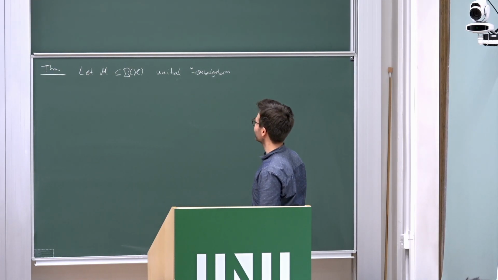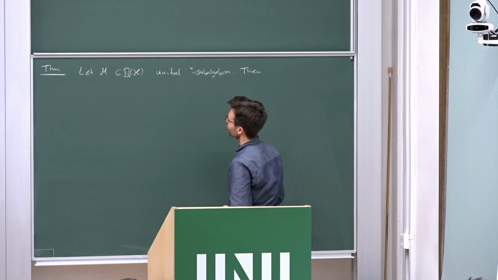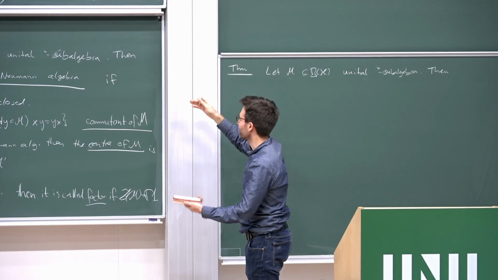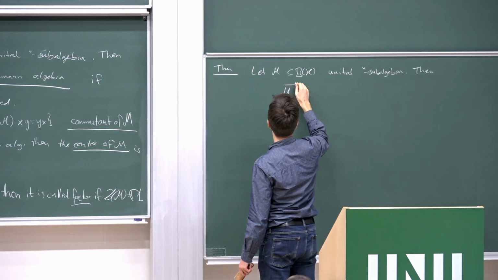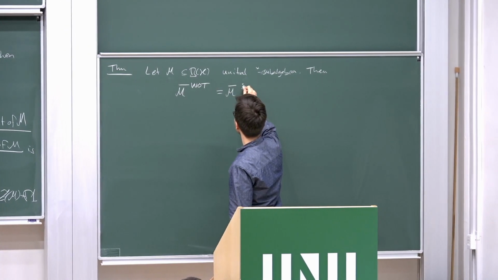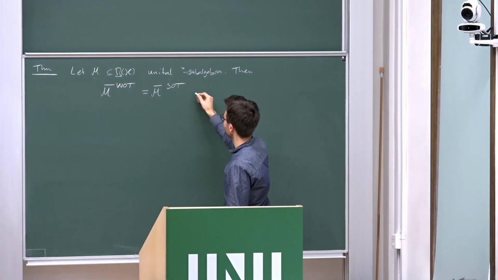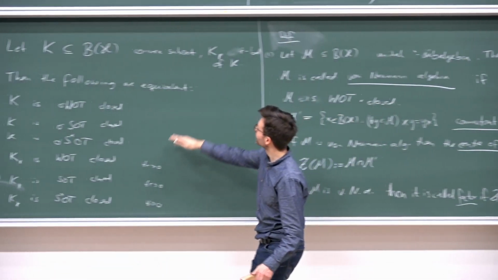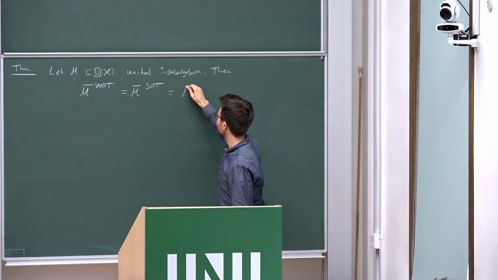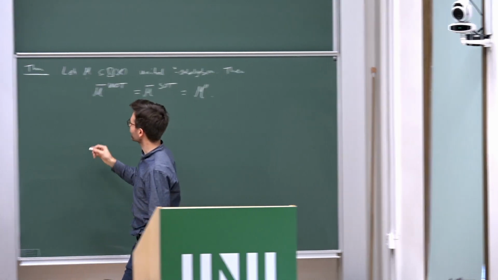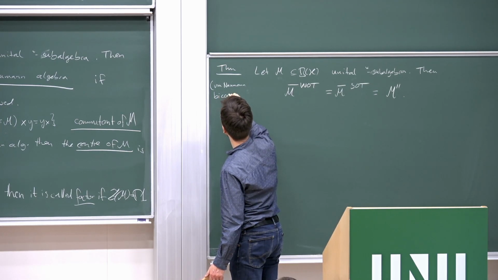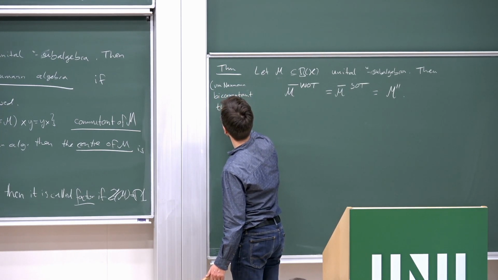So let M be a unital star subalgebra. Then if I take the weak operator closure of M, I get a von Neumann algebra, obviously by definition. And the nice statement now is the following. Taking the weak operator closure is the same as taking the strong operator topology closure. Actually, it's also the same as taking any of these locally convex closures, apart from the norm topology. And this is equal to the bicommutant of M. This is called von Neumann's bicommutant theorem.